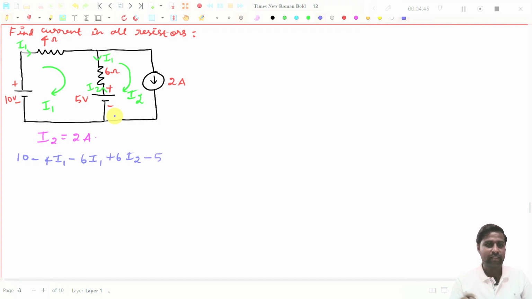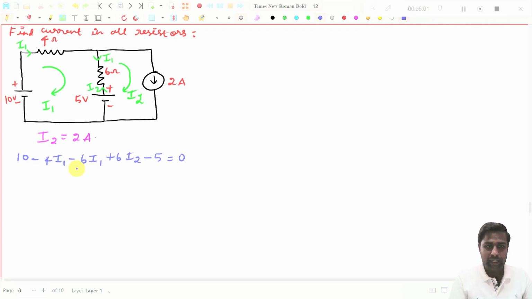That's all, right? There are no other elements present in the loop. So this one I have to put equal to 0. Now you see, I will simplify this expression. There are two values, that is minus 4I1 and minus 6I1.